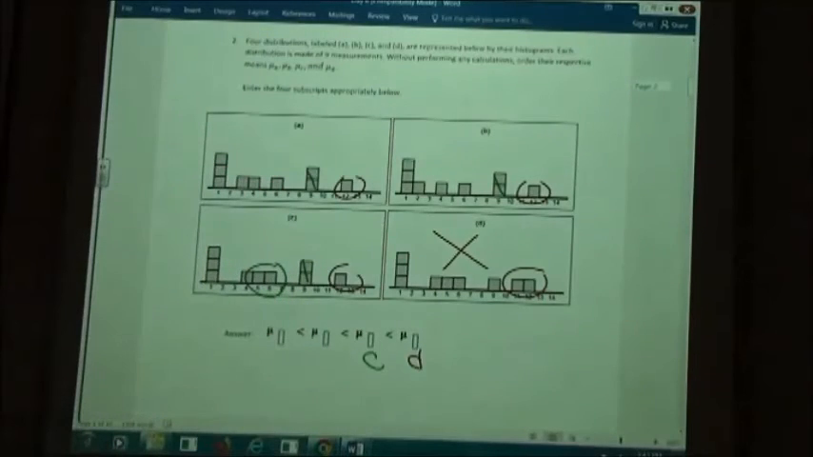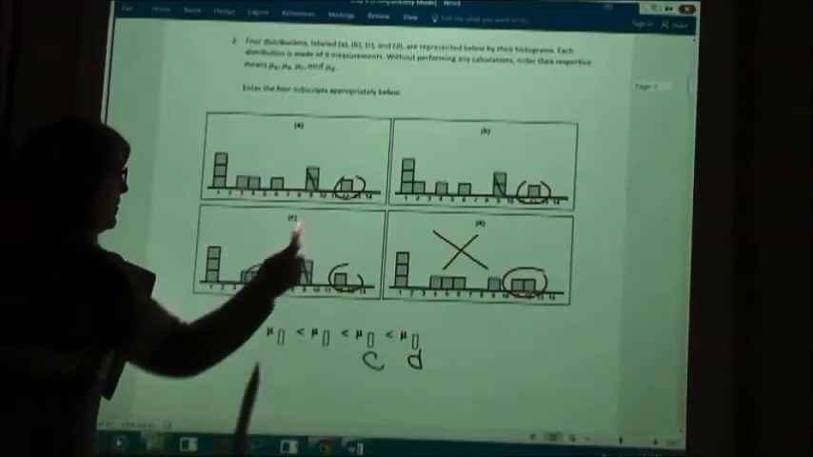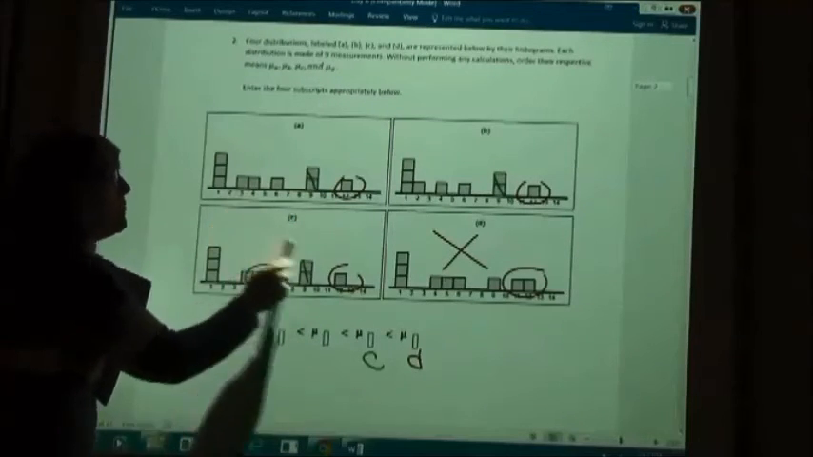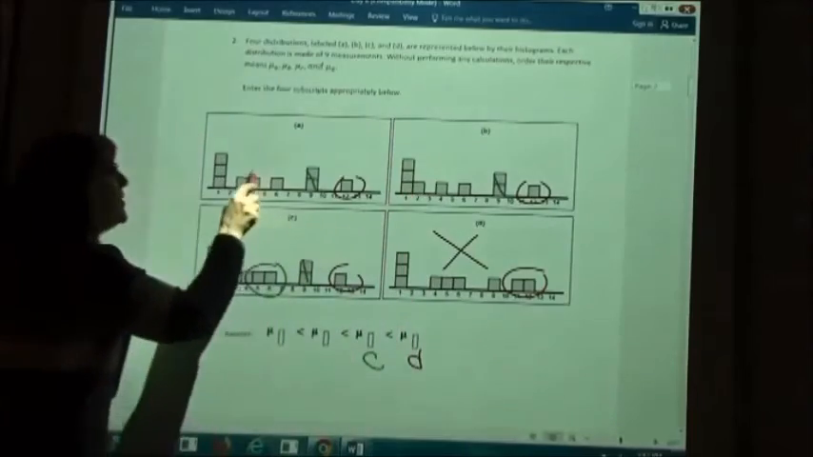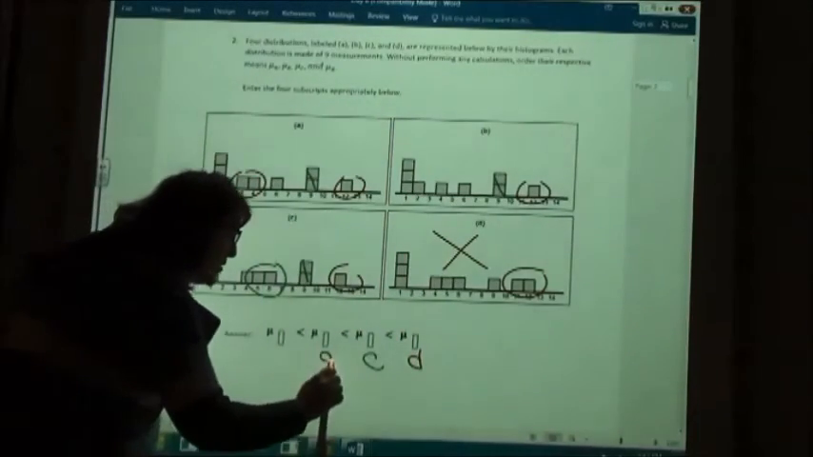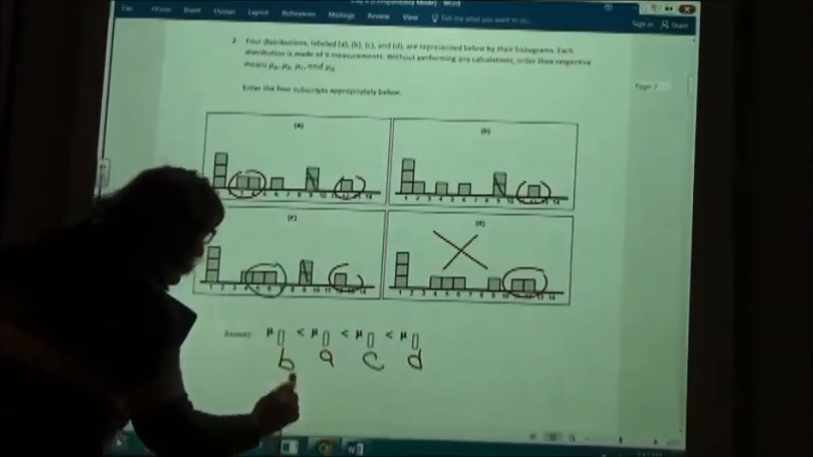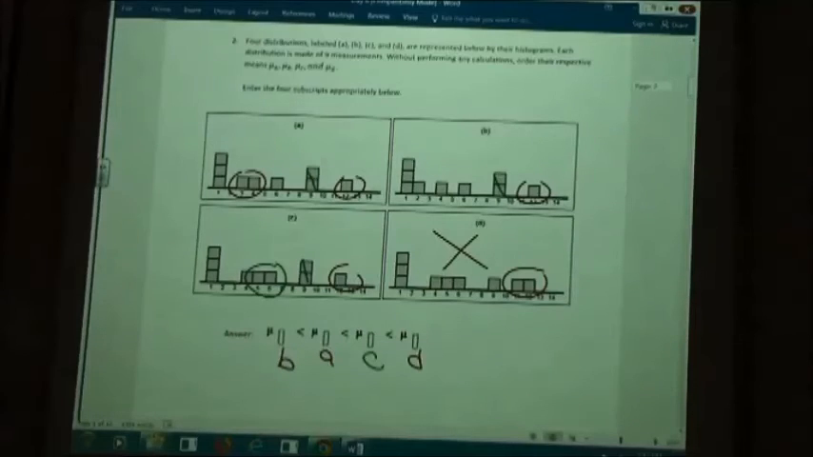Working my way down, the next one. Which one? A. So on A, I have a 4 and a 3, but here I have a 4 but no 3, so that's going to be bigger. And so, of course, last I'm going to have my B. So B, A, C, D would be the right order for those.